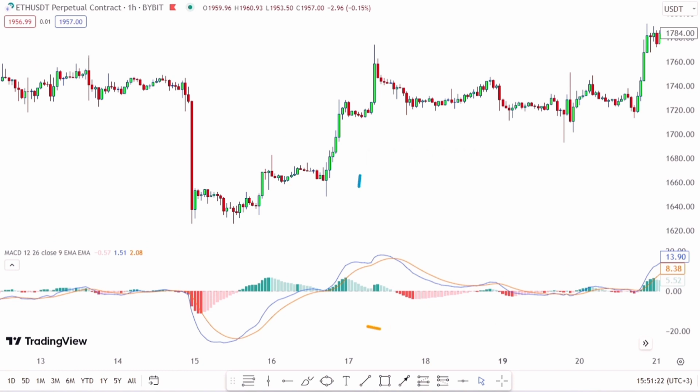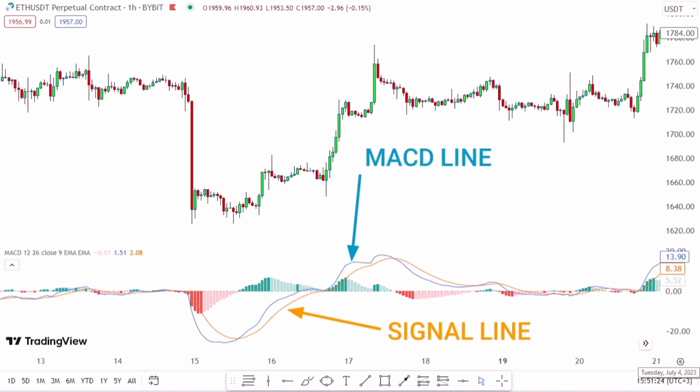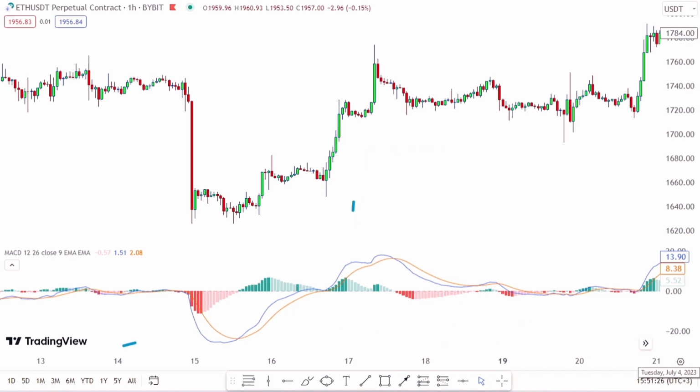First, we have these two lines, the MACD line and the signal line. Notice the difference between the two. The MACD line moves faster and is more sensitive to price changes, which will be the main focus of the MACD indicator. Compare that to the signal line, which reacts slower to price changes, therefore giving it a smoother appearance. Next, we have the histogram, which represents the difference between the MACD line and the signal line. For example, if the MACD line crosses above the signal line, the histogram will turn green, and if it crosses below, the histogram will turn red.